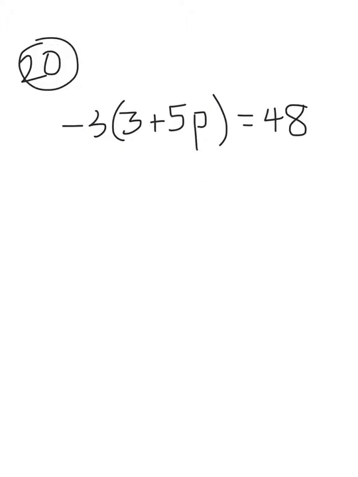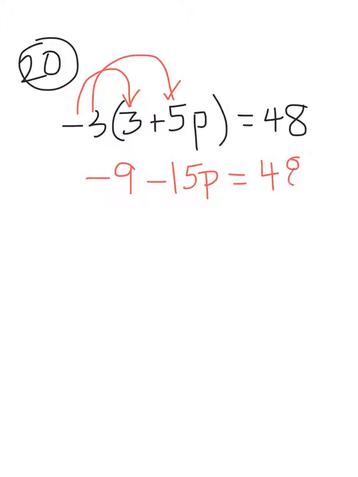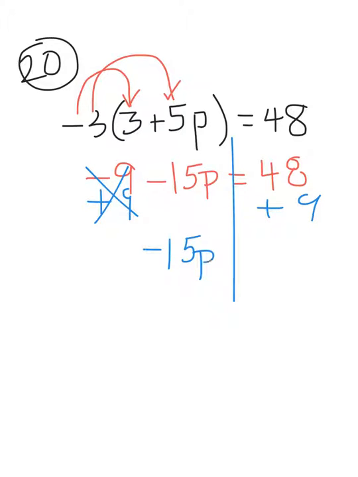Okay, another distributing problem. Negative 3 times 3, negative 3 times 5. That would be negative 9 minus 15p. And if you don't believe me, check that in your calculator. Negative 3 times 5 is a negative 15. Plus 9 on both sides. That gets rid of that pretty easy. So I'm left with negative 15p equals 48 plus 9. It's 57.